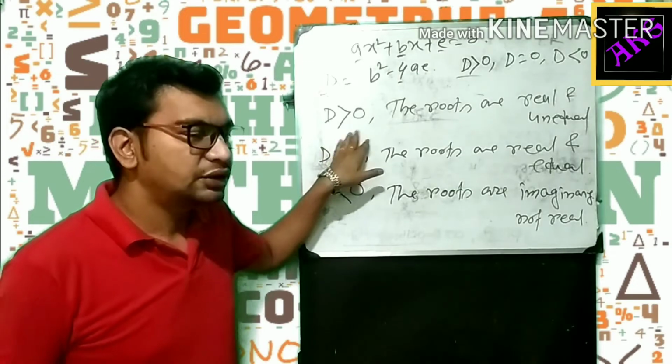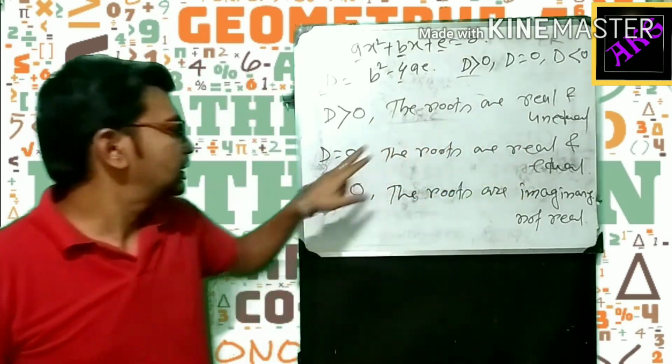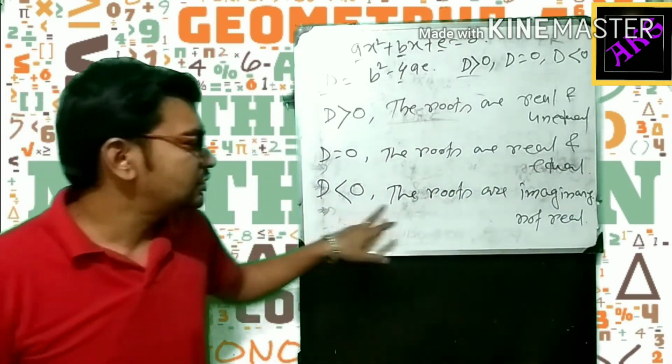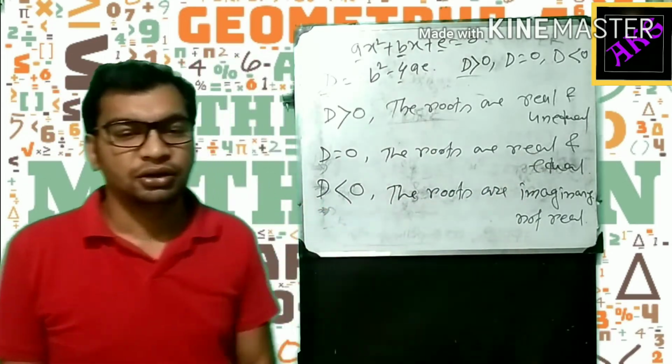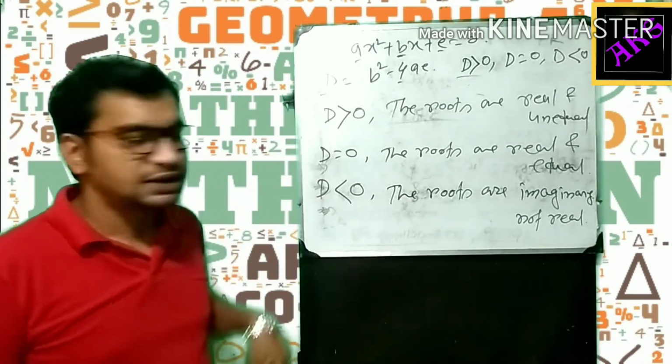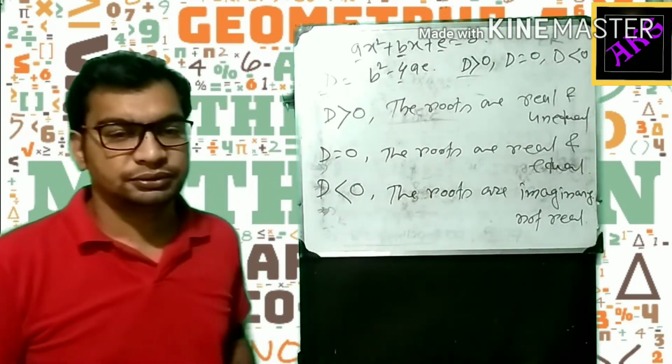If d greater than 0, the roots are real and unequal. If d equal to 0, the roots are real and equal. If d less than 0, the roots are imaginary or not real. Okay, that's how the discriminant decides the nature of the roots.